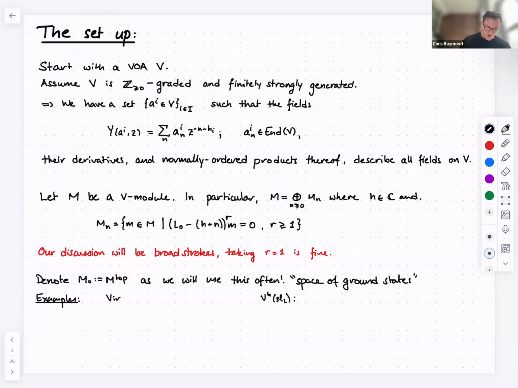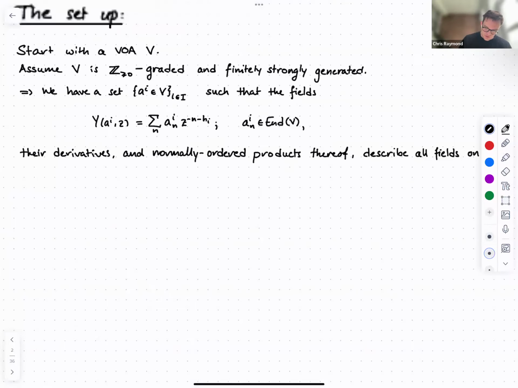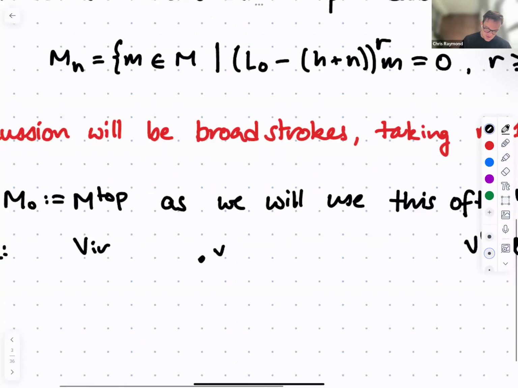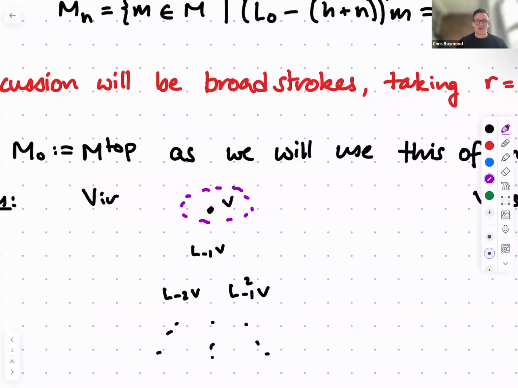Let's say for Virasoro, I have some highest weight module. I take some generating vector, let's call it V. And then I might have L minus 1 acting on V sitting beneath that, and I have L minus 2 V and L minus 1 squared V sitting beneath that, and so on, filling out my module. Then in this case, this space up here will be my top space.